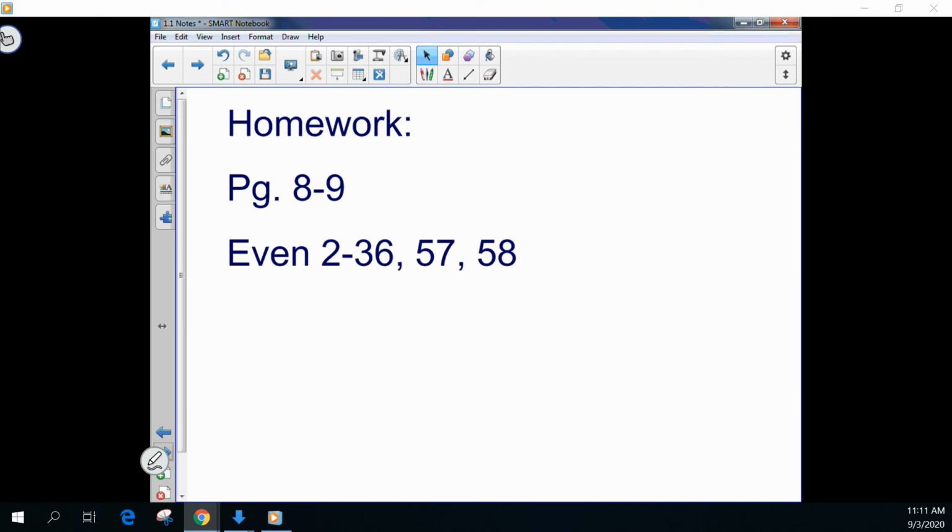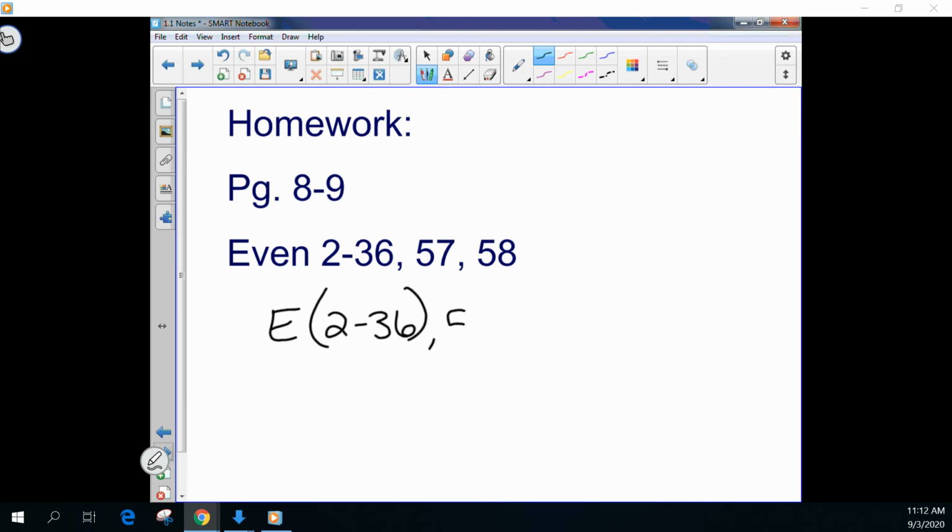Okay, your homework assignment is page 8 and 9, even 2 through 36, 57, and 58. You'll often see your homework assignment written like this. And the E right there stands for even. So that's usually how I would write your homework assignment. E means even. And I expect you to go through this assignment and show your work and have it ready for Ms. Jeffries.